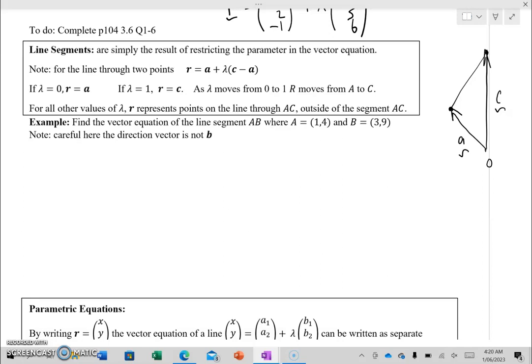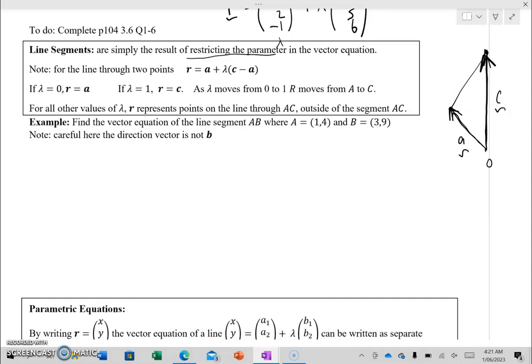The way we work out line segments is that we restrict the parameter, and the parameter is lambda. We restrict lambda in the vector equation. Notice that if you set lambda equal to 0 here, you would get r is equal to a, so you would be at the beginning point. And if you let lambda equal to 1, you would have c minus a there, and that minus a will cancel with the plus a at the front. So if lambda equals 1, you'll get r is equal to c.